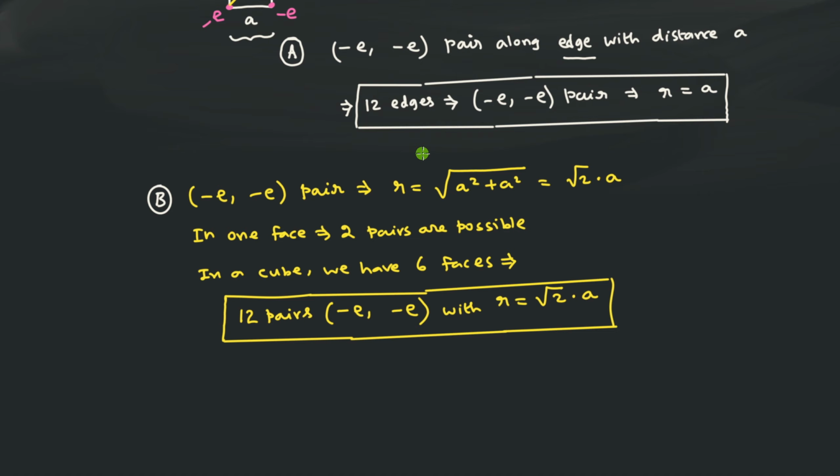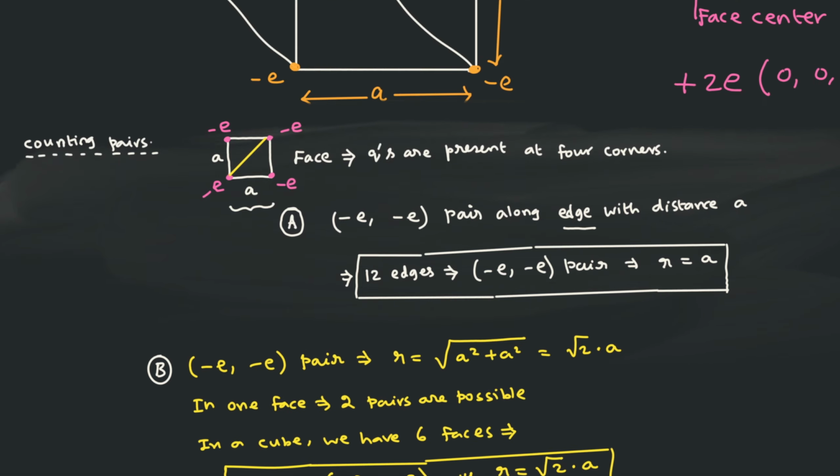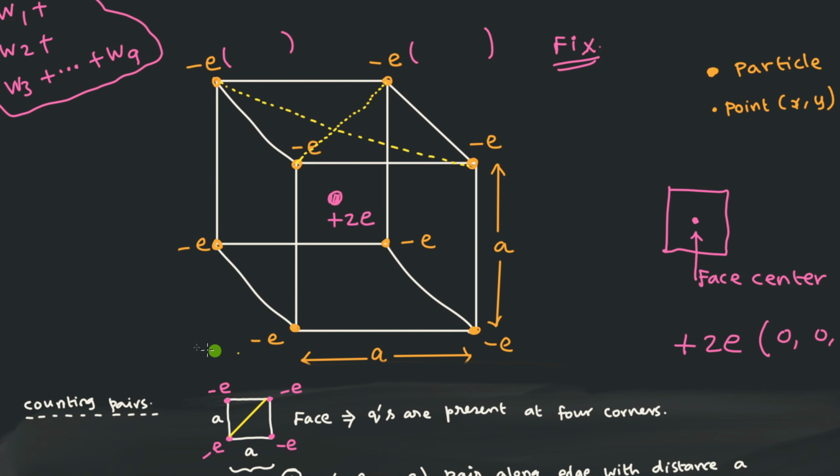Now 12 pairs here, 12 pairs here. Is that the only thing, or is it possible to consider some more pairs? That's the question. Now you can think, is there any other pair? Now we get one more set of pairs. How can you consider another set of pairs? You consider the body diagonal. So where is the body diagonal? The body diagonal is like this.